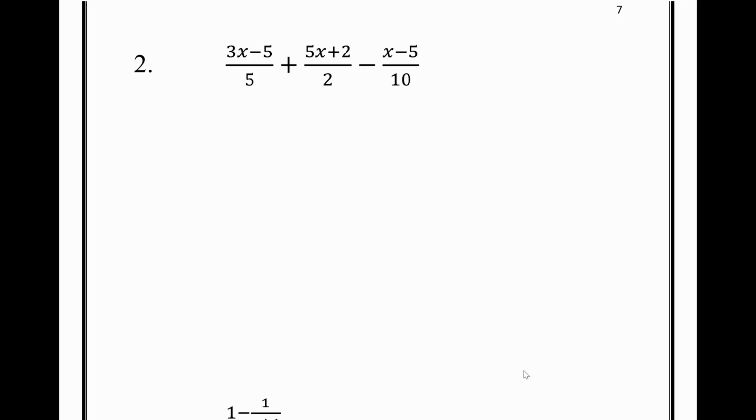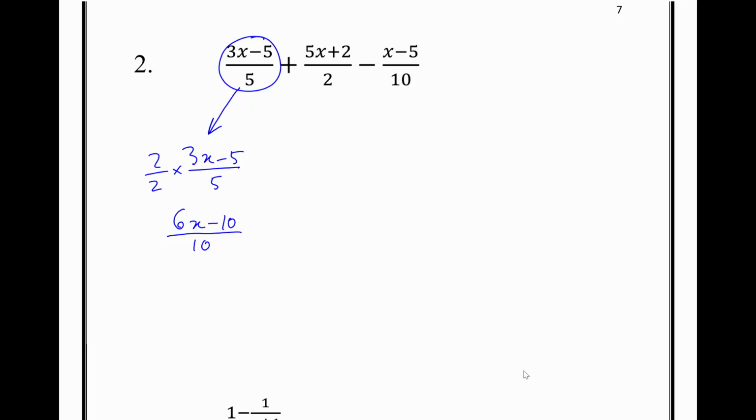So if we look at the common denominator, we can note that each is a multiple of 10. If we look at the first section, we note that to get 5 to 10, we simply times it by 2. So let's times the first part by 2 divided by 2. This will give us a denominator of 10. The top will become 6x minus 10 divided by 10.